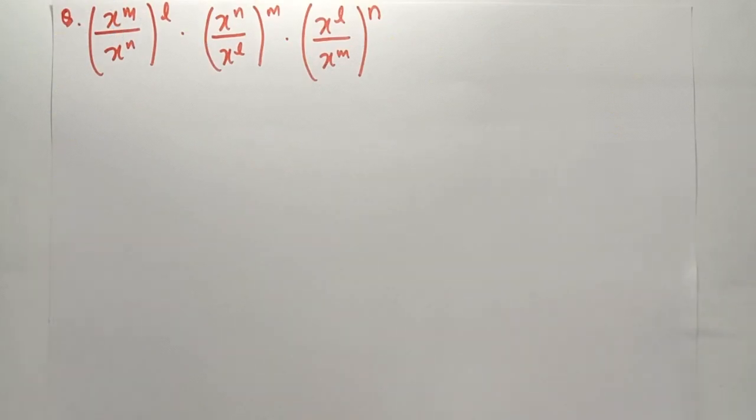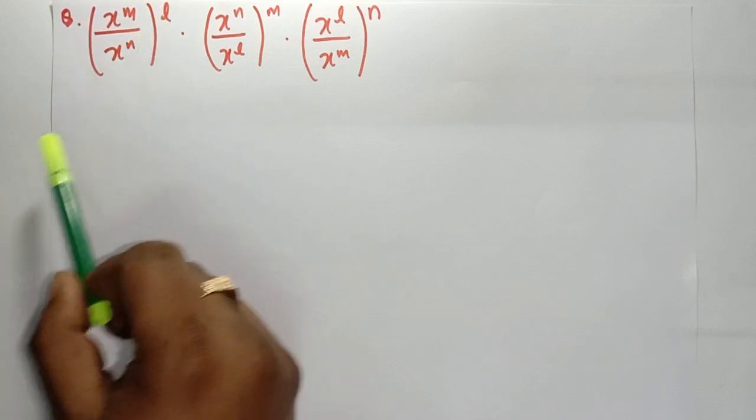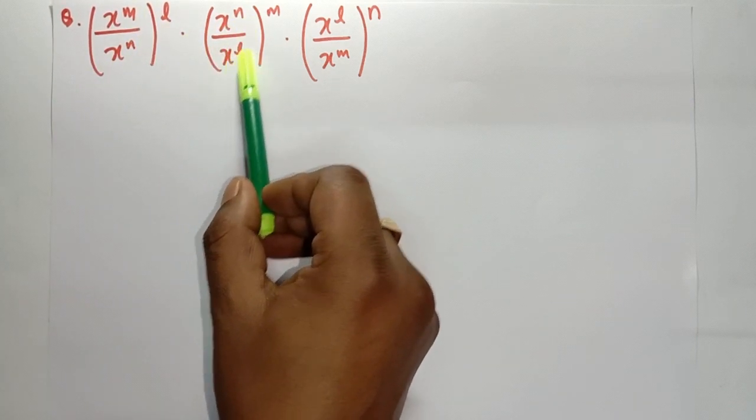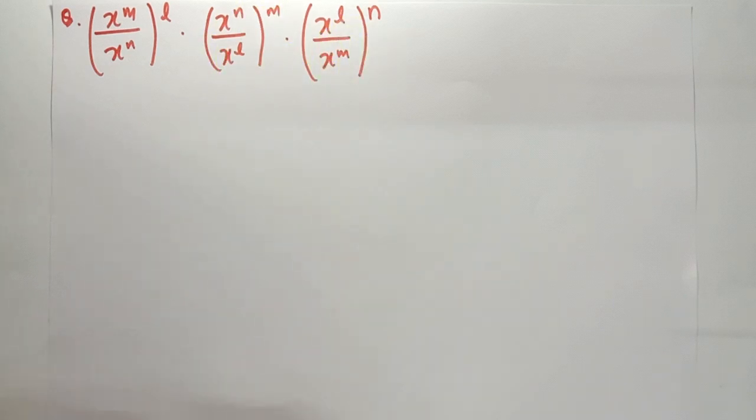Now let's solve this question. So what they have given is (x to the power m by x to the power n) to the power l dot (x to the power n by x to the power l) to the power m dot (x to the power l by x to the power m) to the power n. So how to solve this type of question? I'll show you in a very easy way.